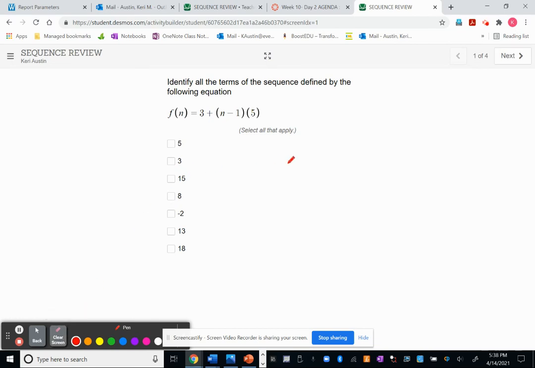Hi everybody, it's Miss Austin and I'm going to be going over the sequence review in Desmos to prepare for your quick sequence check-ins that you're going to be taking on Performance Matters.